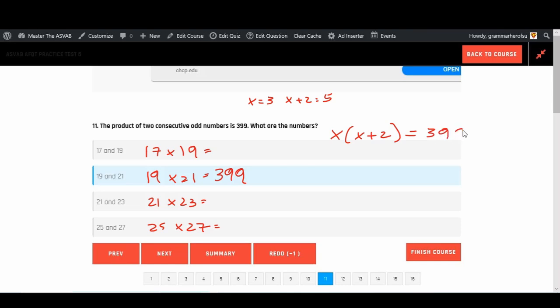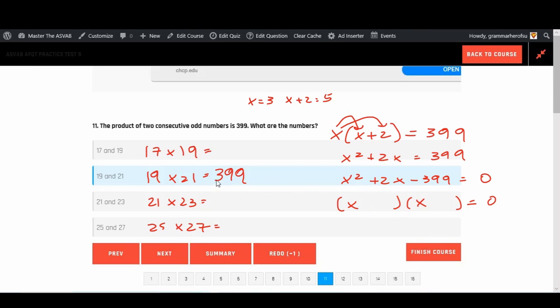Equals 399. Let's go ahead and distribute this x here and here. This gets you x squared plus 2x equals 399. We're going to move 399 to the left. So it gets you x squared plus 2x minus 399 equals 0. From here you would factor this. This would give you (x)(x) equals 0. Of course, we know the two factors are 19 and 21. But in this case, we're saying to ourselves, what two factors can we multiply by each other to get negative 399 that add to positive 2?